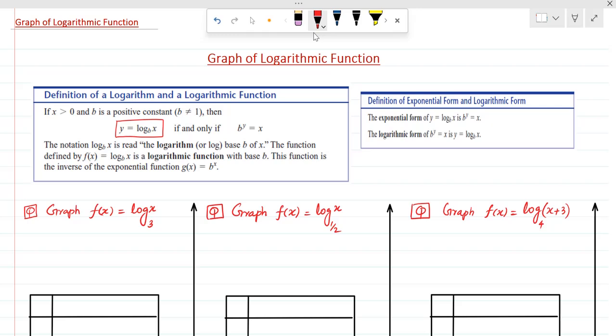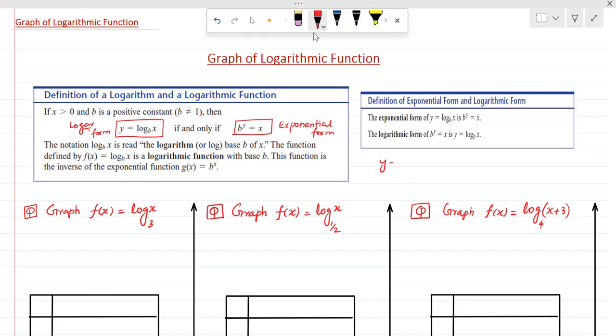This can be written, if and only if, in the exponential form: b raised to the power y equals x. This one we call the exponential form, and the other one is the logarithmic form. For the graph we need the exponential form. After converting to the exponential, we will draw the graph. This is a very important thing we have to know.